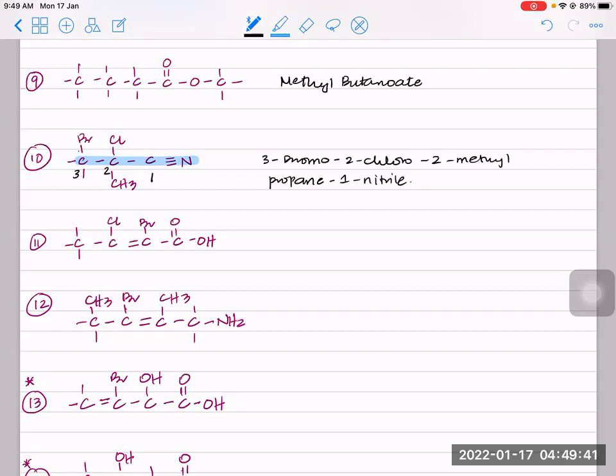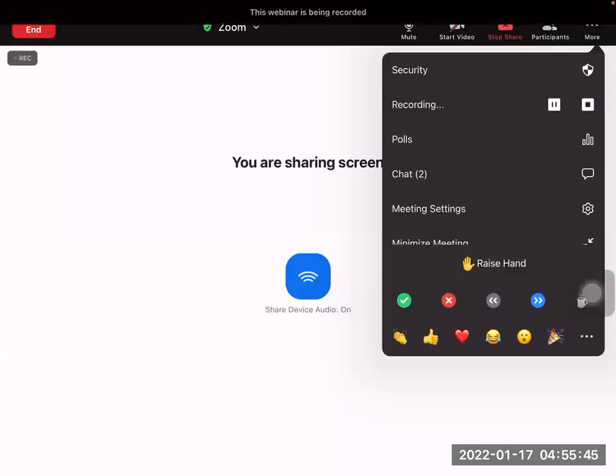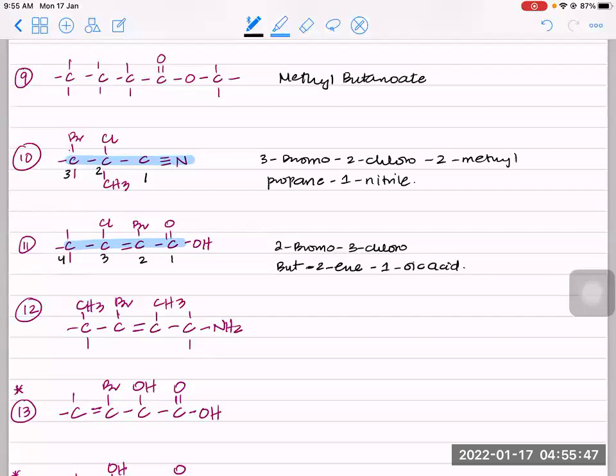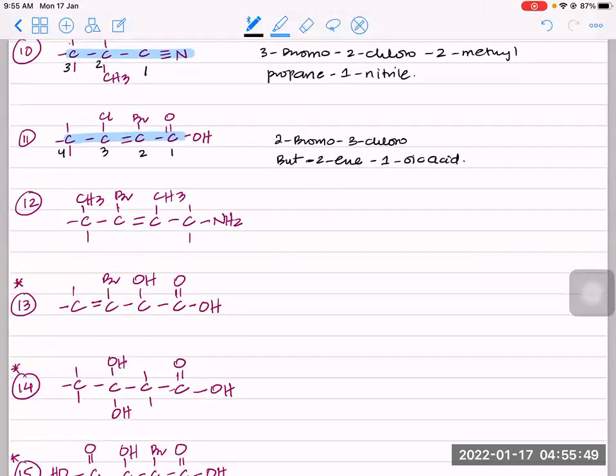That is absolutely correct. So this will be called what? This would be called 2 bromo 3 chloro butene 1 oic acid. Let's see number 12.